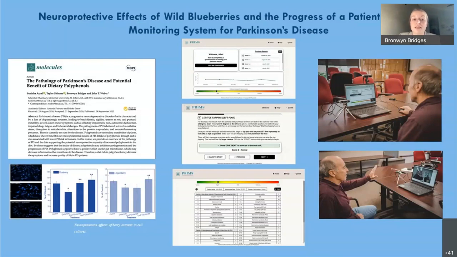Enter PragmaClin. The question is, how can we make healthcare more accessible to all, especially those in our more vulnerable populations? PragmaClin's goal is to create viable solutions to improve the lives of patients living with debilitating diseases. So we created PRIMS. PRIMS is a Parkinson's Remote Interactive Monitoring System. As you can see, the software is able to monitor movements so that patients can provide data from home.